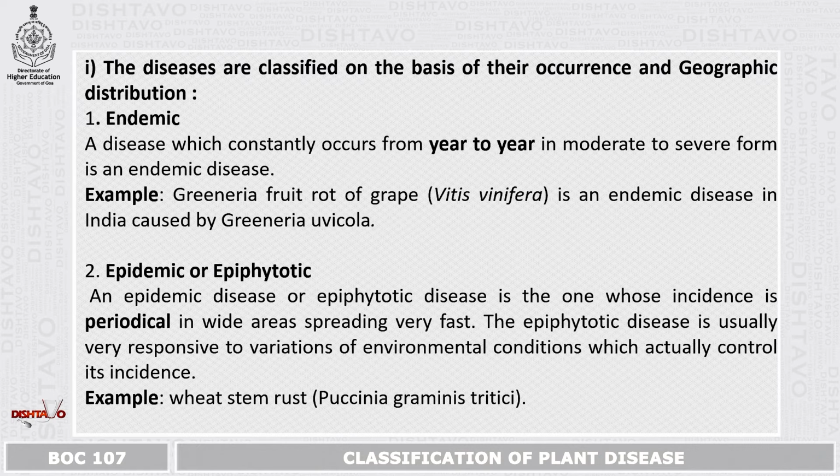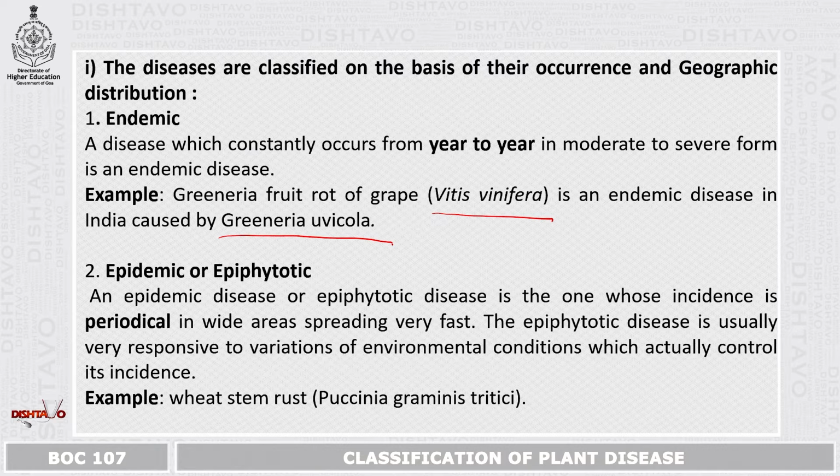So endemic disease: a disease which constantly occurs from year to year in moderate to severe form is referred to as endemic disease. The example is Greneria fruit rot of grape, basically Vitis vinifera is the scientific name of grape, which is an endemic disease in India caused by the fungus Greneria uvicola.